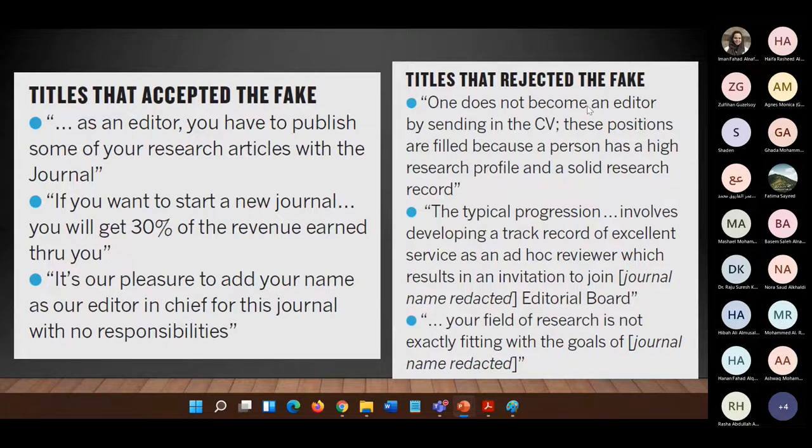But the respectable journals that rejected this offer, here are examples of their replies. One does not become an editor by sending a CV. These positions are filled by a person who has a high research profile and a solid research record, et cetera, et cetera. So this should be the right answer in these cases.